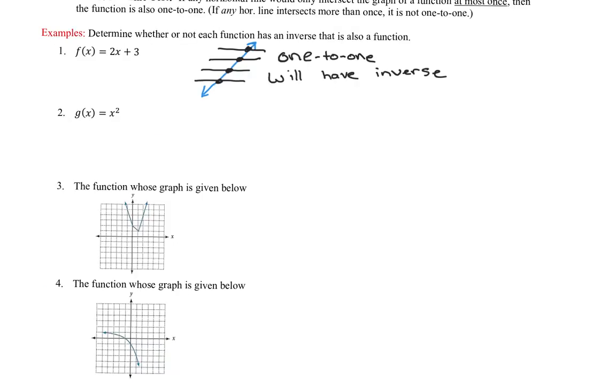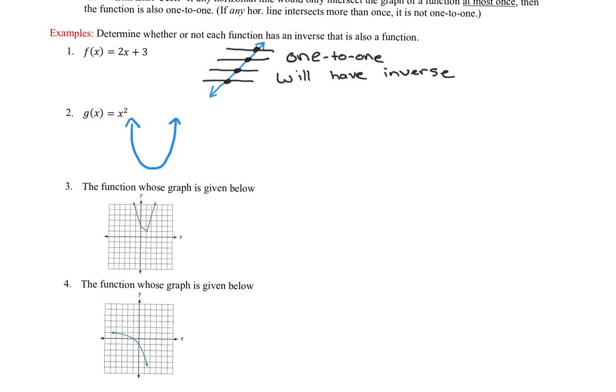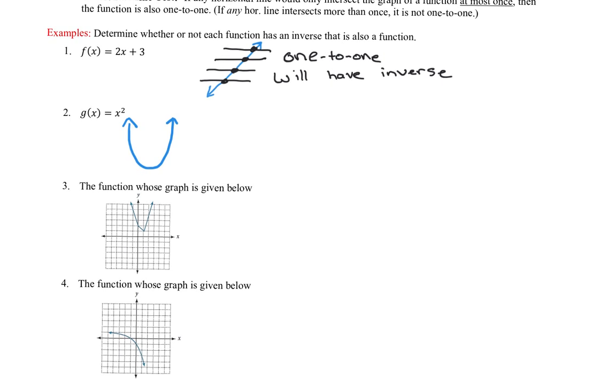In number 2, we'll notice that this is the graph of a parabola, which will look something like this, and we might want to see if we can use the horizontal line test here. And when we do, no, this function violates our horizontal line test. This is not one-to-one, which means this function will not have an inverse. Let's look at number 3.